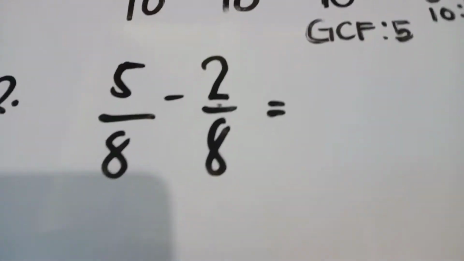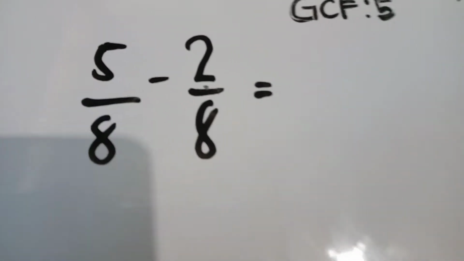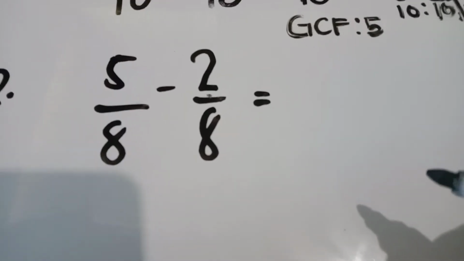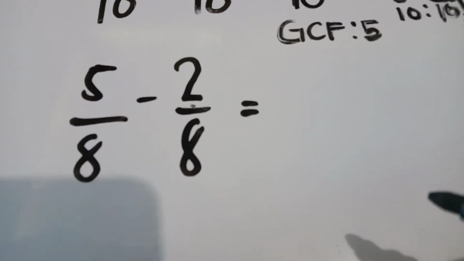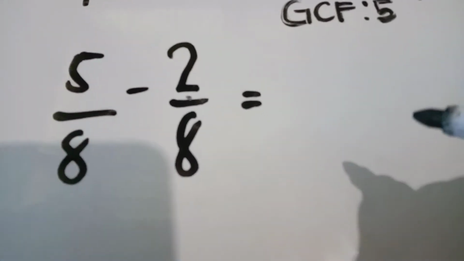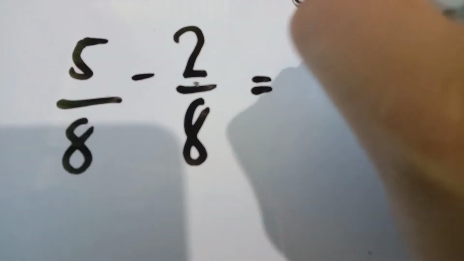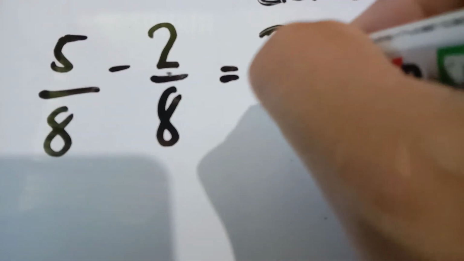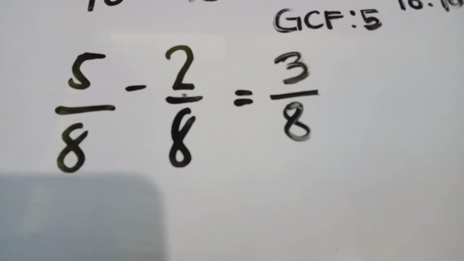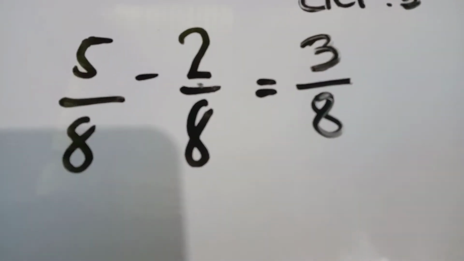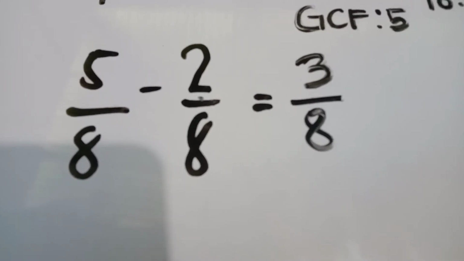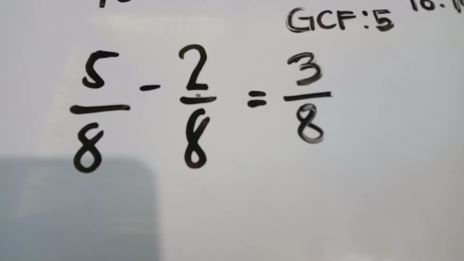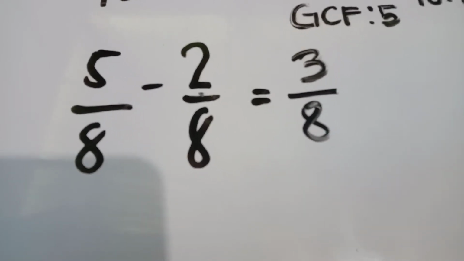Let's proceed with number 2. Number 2, 5/8 minus 2/8. First, subtract the numerators. So 5 minus 2 is equal to 3. Then, copy the denominator, which is 8. So, let us try to check if our answer is in lowest term. 3/8. 3/8 is in lowest term already.